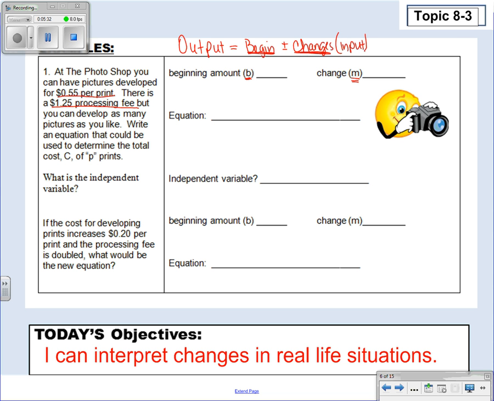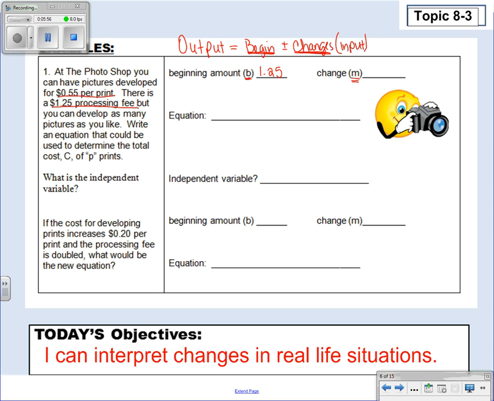Remember that our beginning amount doesn't change, it's what we start off with initially. So when we go to this Photoshop, we're going to be charged $1.25 whether we get 5 prints processed or if we get 50 processed. We're still going to get that $1.25 processing fee. So we're going to start off owing $1.25.